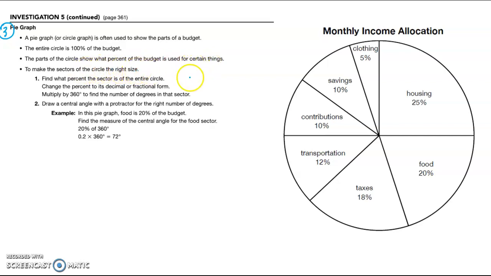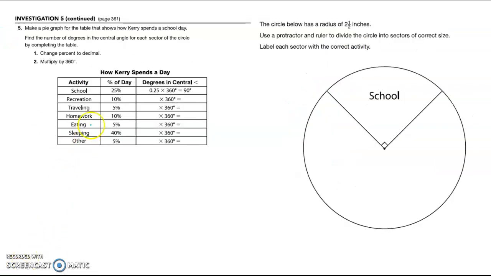To make the sectors of the circle the right size, if you'll remember from one of our former investigations, a sector of a circle is just like this little pie piece right here. That's a sector. Each of these is a sector. First, you have to find out the percent of the entire circle. So we know this is 10% of the whole thing. Change that percent to its decimal or fraction form, and then multiply by 360. We're going to be doing this on the next page. Then you use a protractor for the right number of degrees. And we'll be doing that on the next page as an example. So there's an example, but let's go to the next page and do this.